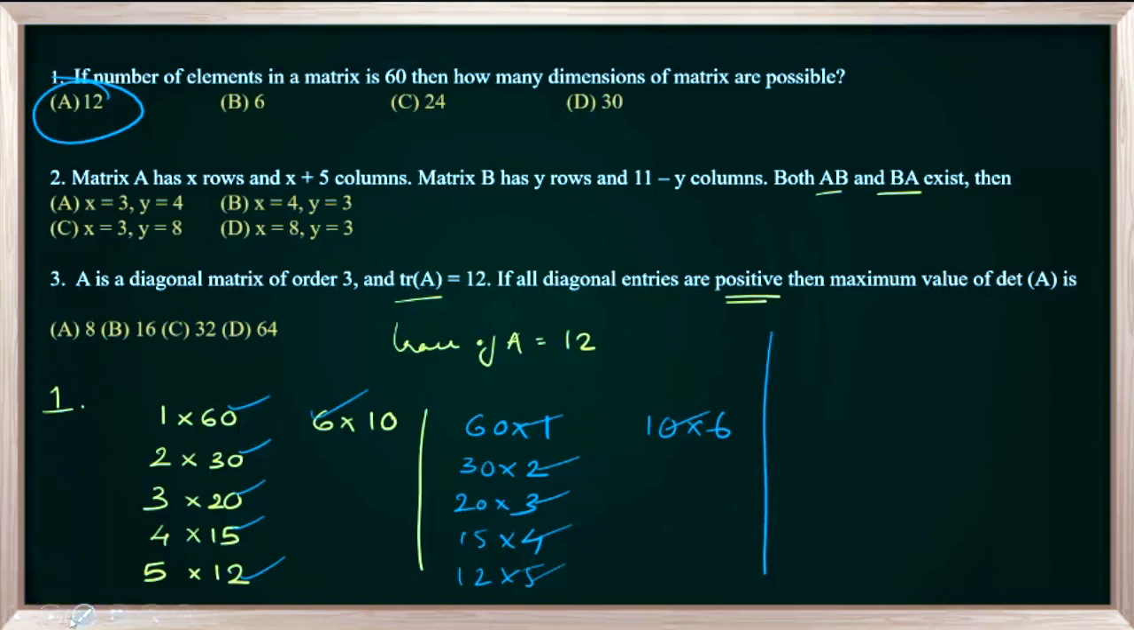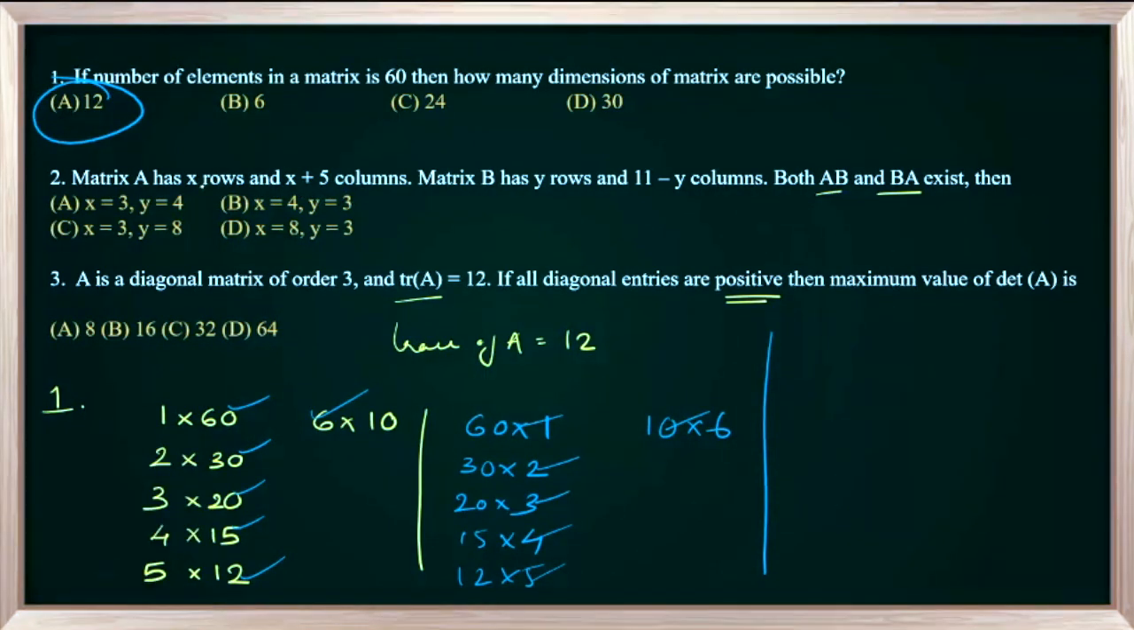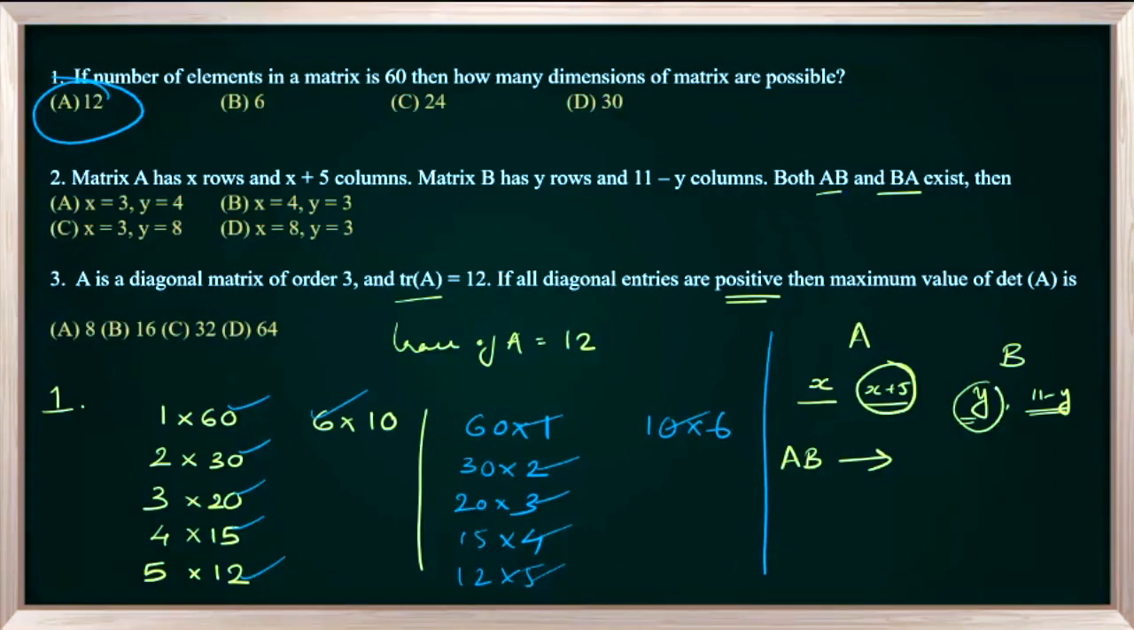The second question. Now we'll move to the next question. A is a matrix with x rows and x plus y columns. B is a matrix with y rows and 11 minus y columns. So if A into B exists, it means the number of columns in A and the number of rows in B must be the same. What is the relation you will get from there?